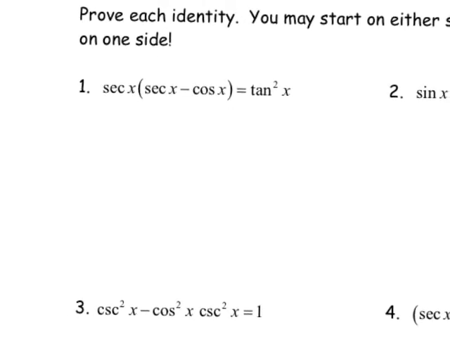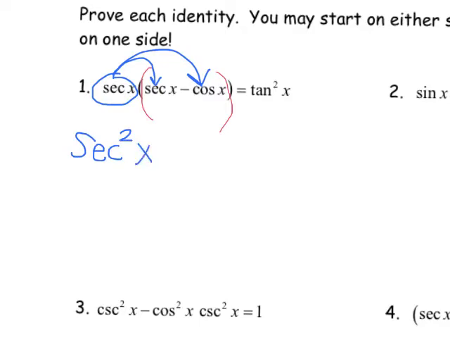So if we do number 1. Secant times secant minus cosine. So this is a big parenthesis in which the secant on the outside needs to distribute to both pieces. And this is really just a one-stepper, because after you do that, you end up with secant squared minus 1, which, if you look at your Pythagorean theorem, is exactly tangent squared.